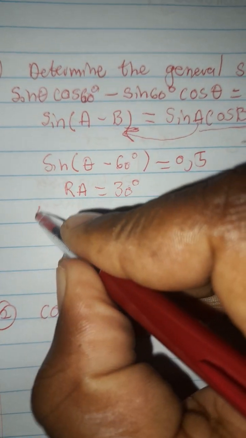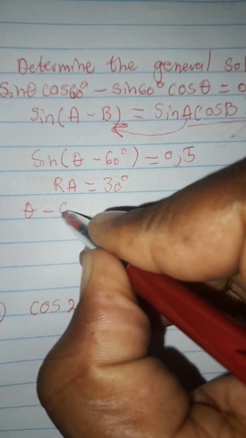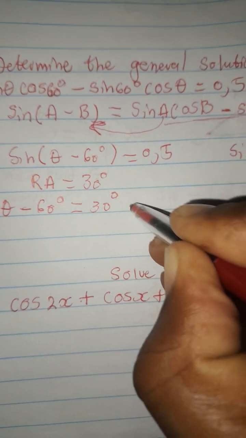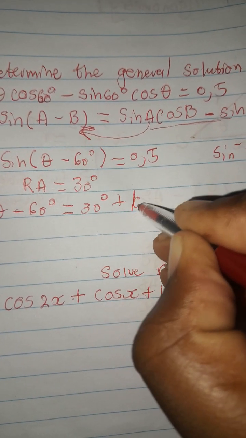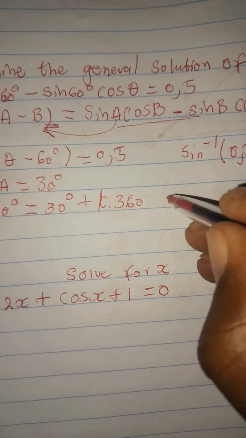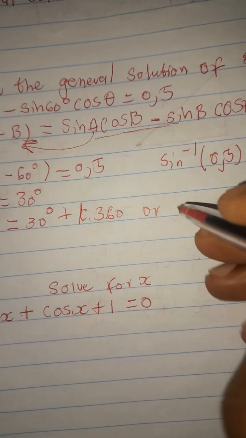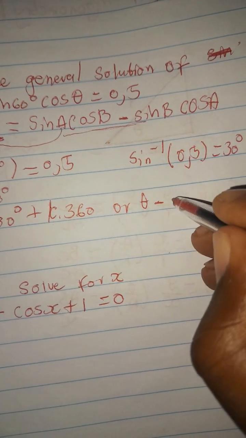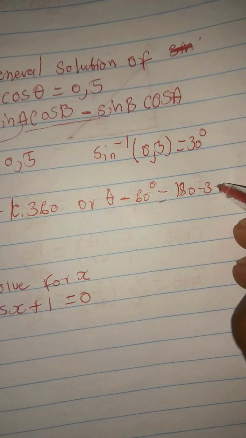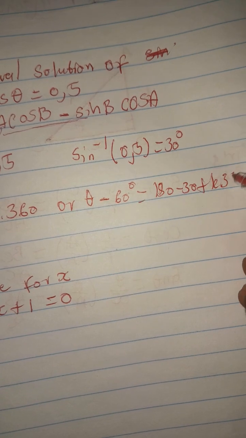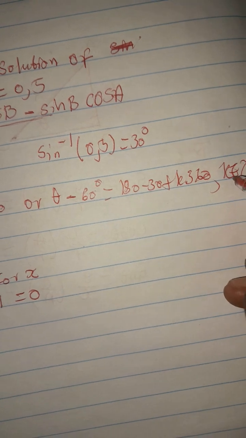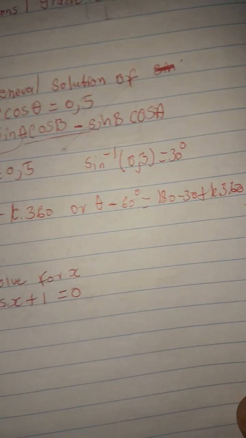Then from here, we are going to say theta minus 60 is equal to the reference angle plus k times 360, because remember it's sine, the period for sine. Or you could say we look at where sine is positive. It's positive in the second quadrant. So we are going to have 180 minus the reference angle plus k times 360, where k is an element of integers. K is an element of integers, right?